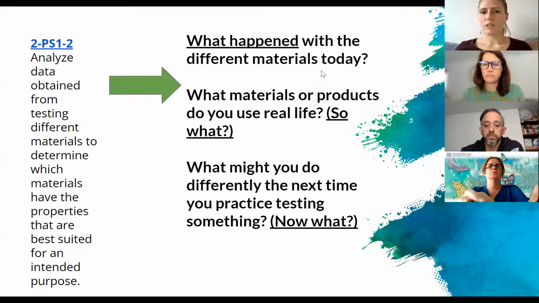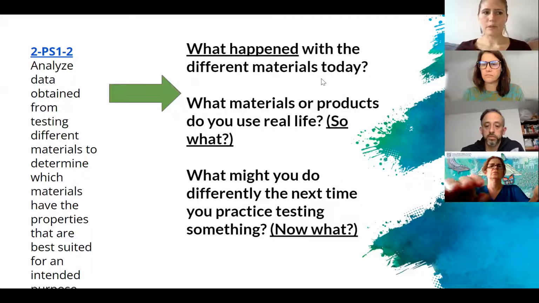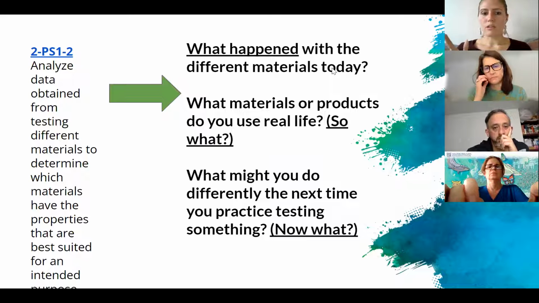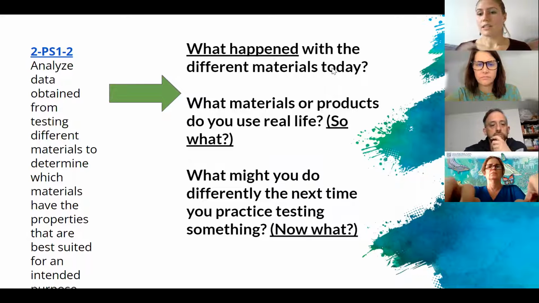So if we were to apply this to our same now very famous 2nd grade standard, your what happened is what happened with those different materials today. Jot a few things down that you remember. What materials or products from today did you use in your real life? Why does this matter, the so what? And then what might you do differently the next time you're practicing testing something? That's thinking about the procedures, the design process, and what they'll do next. So that's a what happened, so what, now what, thinking along the lines of that standard.